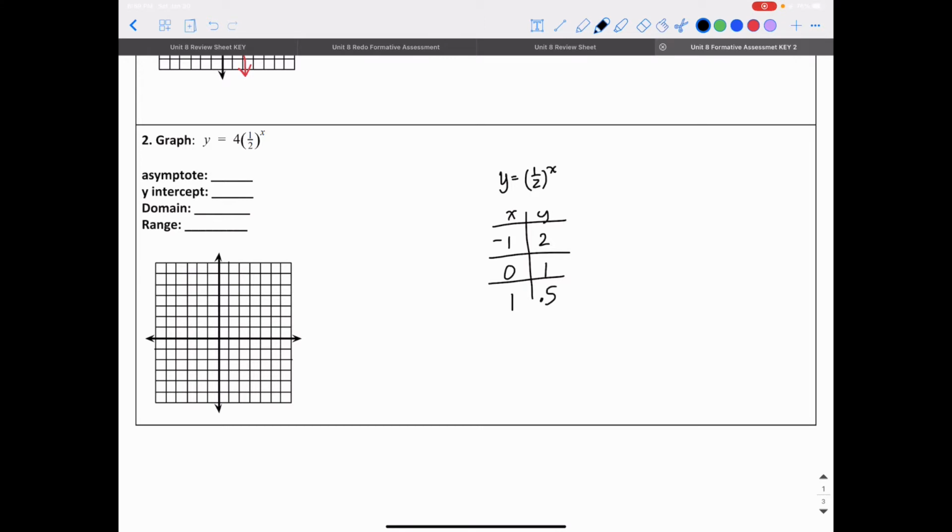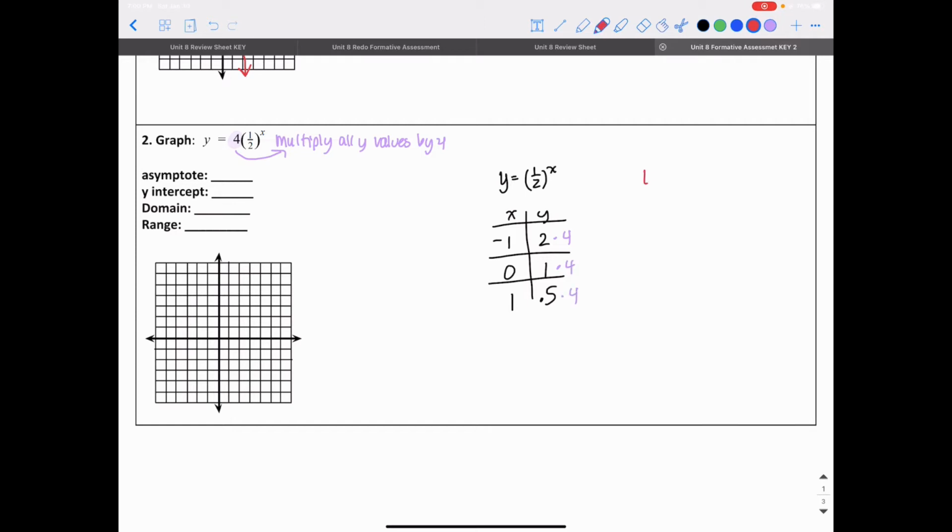And then the only transformation that I see is this 4 in front. When I see a coefficient, that means that I have a vertical stretch. And what's actually happening is my y values are changing when I have a vertical stretch. They're multiplying by 2. So, sorry, in this case, 4. I don't know why I said 2. So this means I multiply all y values by 4, that coefficient. That's the only transformation happening.